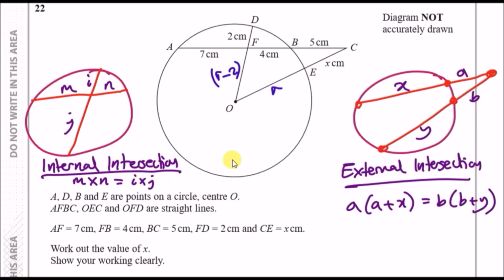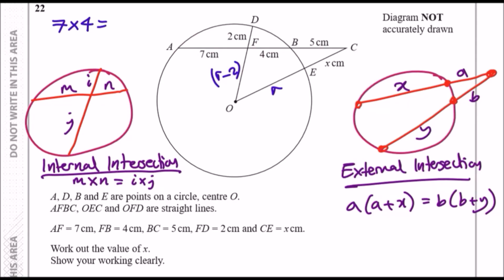Awful. So internal intersection. It says here that if you go across any chords such as M and N and I and J, we can say that M times N equals I times J. So look at this diagram, we can see we got, for example, A to B, yeah? We got 7 times 4, so that's one bit.